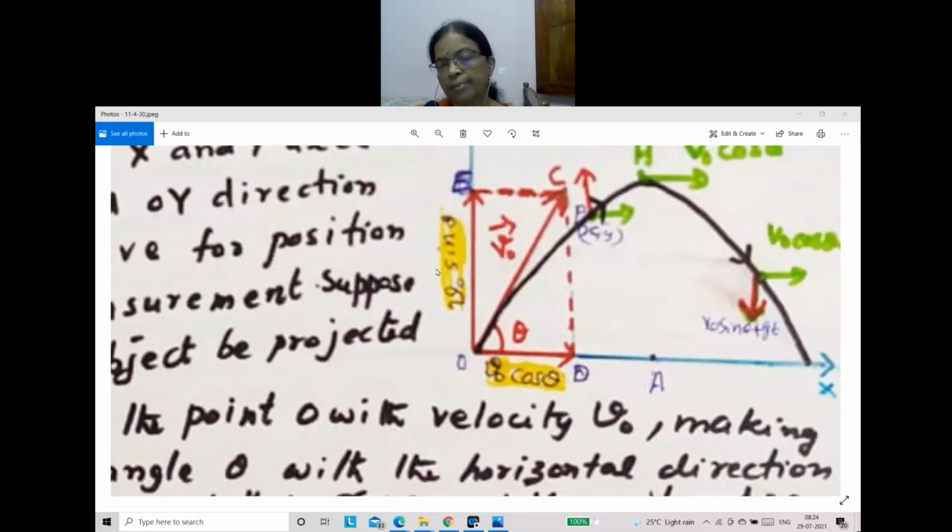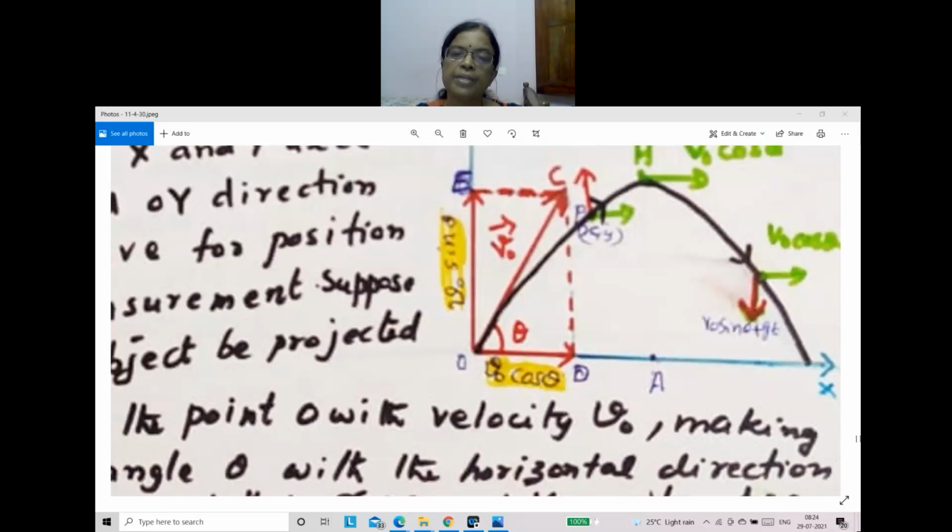I will tell once more, children, then only I will ask a question. Listen. A body is projected from point O. Its position is 0, 0, x0, y0. Then it is projected with a velocity v0. One important thing: it is projected with an angle theta. In the textbook it is given as theta 0. You can take theta 0 or theta, children.